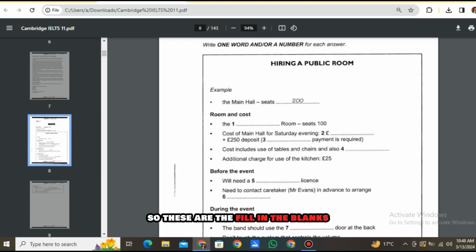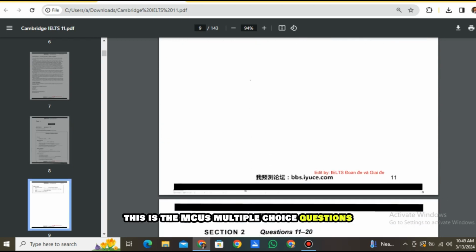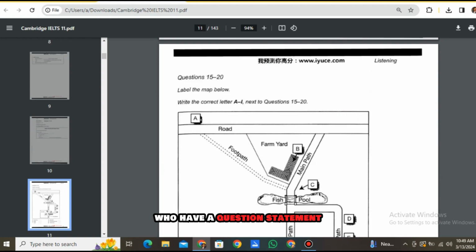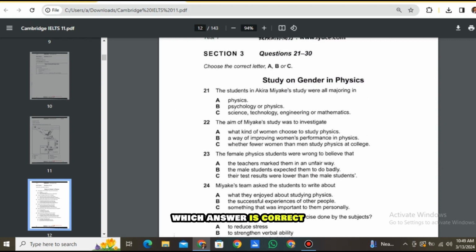So these are the filling the blanks. You can see that the dash room. Now we have to write down here what word there could be, and this word you will write from the audio. So this is the filling the blanks. If I show you MCQs type of questions, this is the MCQs, multiple choice questions. We have a question statement and there are 2 to 3 possible answers. Which answer is correct? The audio will tell us.